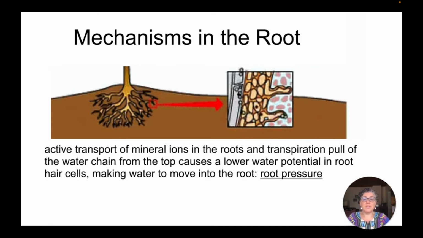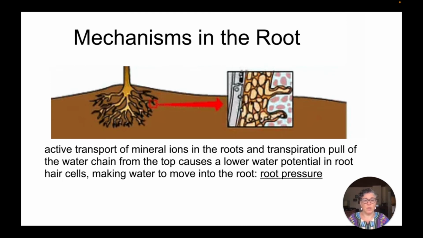So what we have here is the active transport of mineral ions in the roots and transpiration pull of the water molecule chain from the top. This is going to cause a lower water potential in the root hair cells itself. And so as water molecules are going to be pulled up and away, water is going to move into the root itself to replace the water molecules that were previously pulled away because of water potential gradients. This process of the water molecules moving into the root is called root pressure.